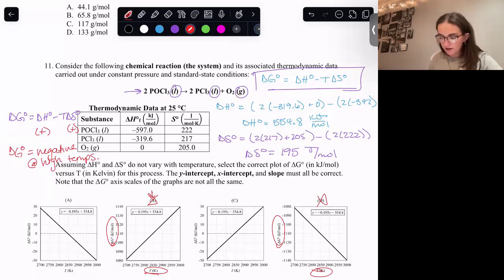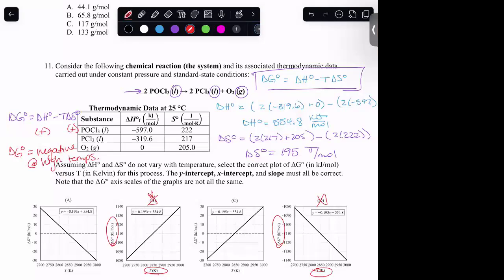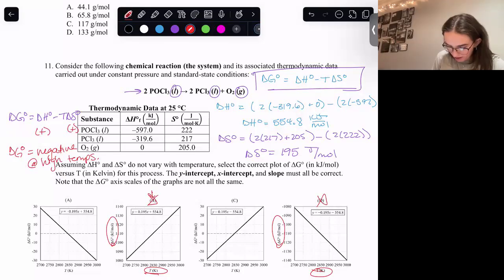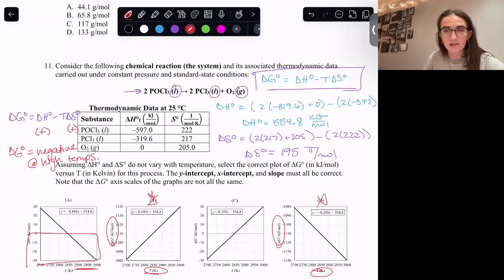So we want delta G to be negative at high temperatures. Which one shows a delta G negative when it's at high temps? The first one, right? Here, we're in the negative range at the higher end of your axis. On C, it's saying that as you increase temperature, we're getting more positive for delta G. So that's not what's happening in our case. We get more negative with higher temperatures. So A is going to be your answer choice here.